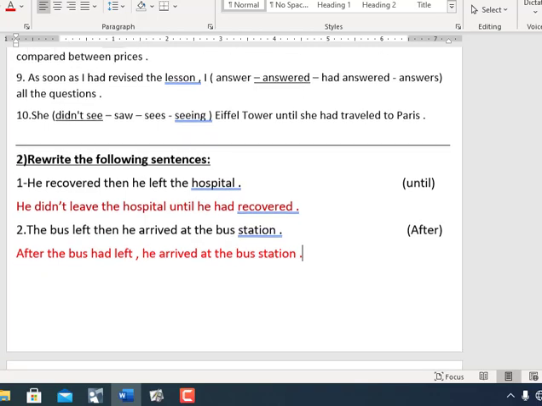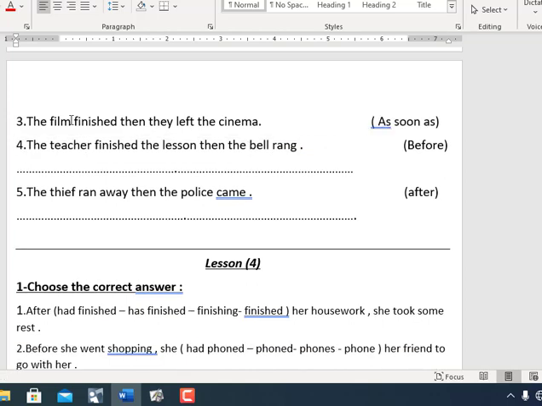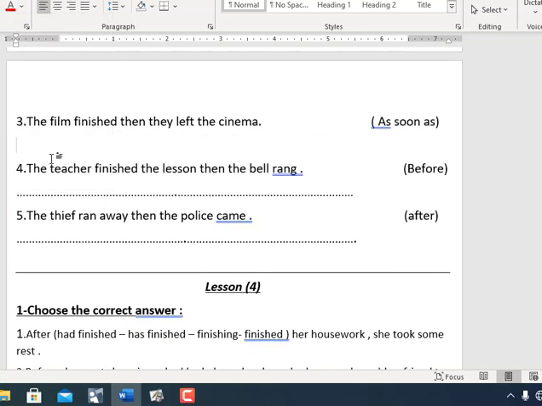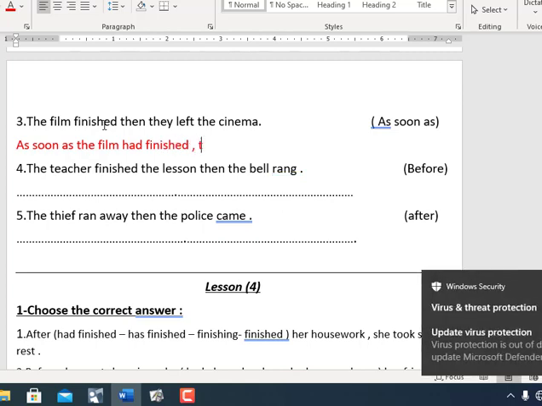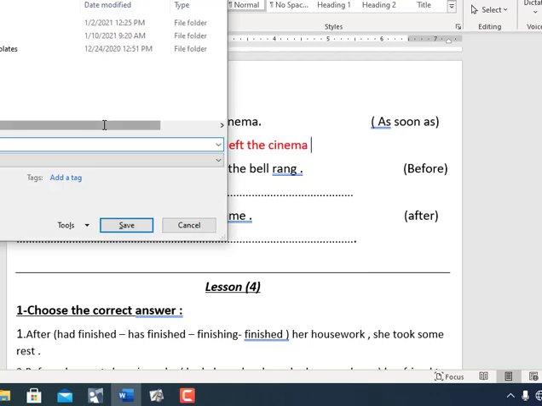Number 3, here we are. The film finished, then they left the cinema. So we're gonna start with as soon as, and as soon as is for the first action. So we're gonna start with the first action. Where is the first action? Here, the film finished. So as soon as the film had finished, they left the cinema.